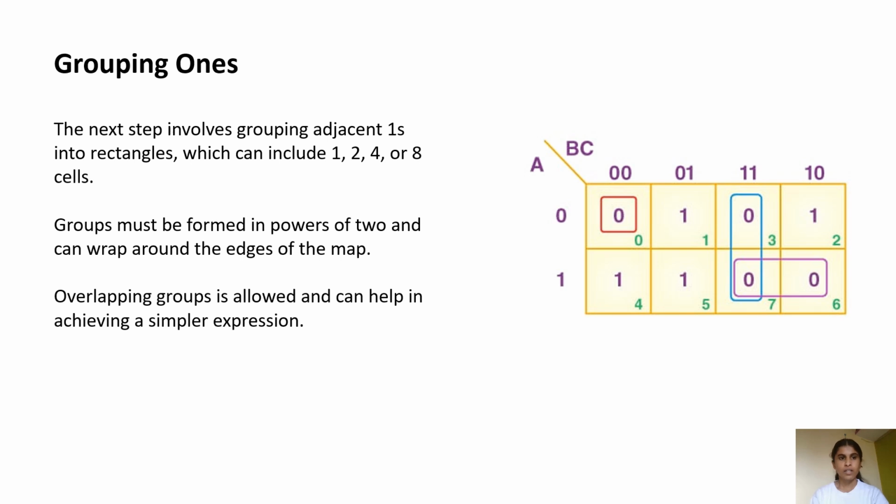Grouping ones. The next step involves grouping adjacent ones into rectangles, which can include 1, 2, 4 or 8 cells. Groups must be formed in powers of 2 and can wrap around the edges of the map. Overlapping groups is allowed and can help in achieving simpler expressions.